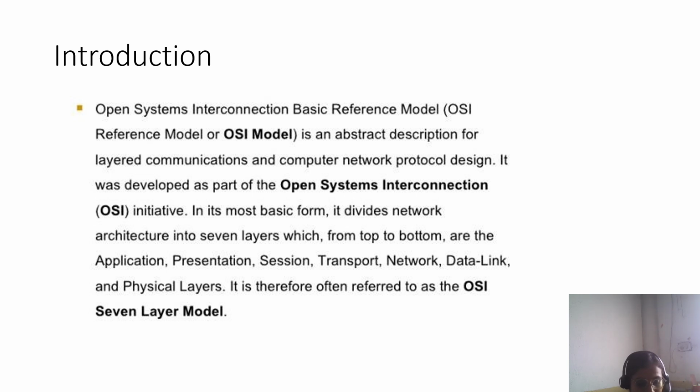The OSI model was developed as part of the Open System Interconnection initiative to standardize communication. It also helps bridge diverse systems, ensuring that devices and protocols from various manufacturers can communicate seamlessly. The OSI model divides network communication into 7 layers, each with a specific role, from top to bottom. So there are 7 layers.